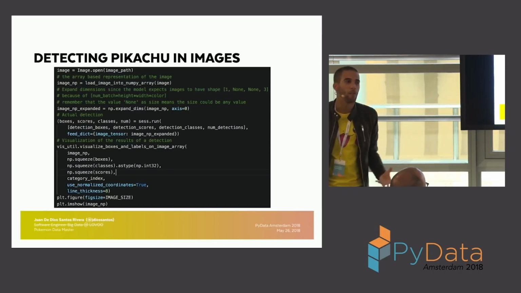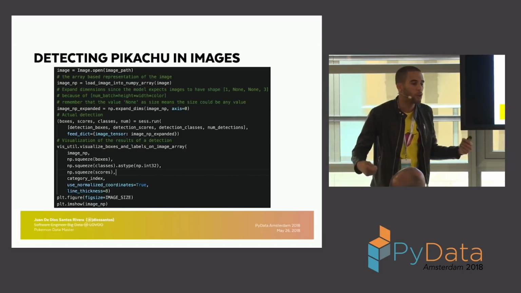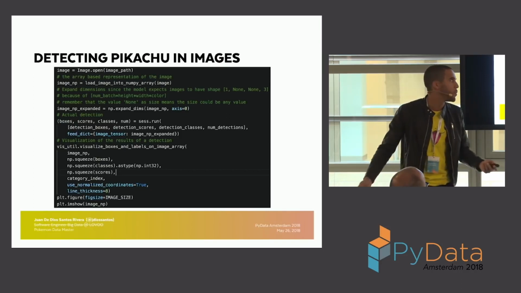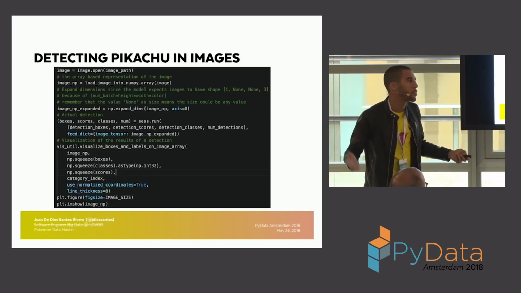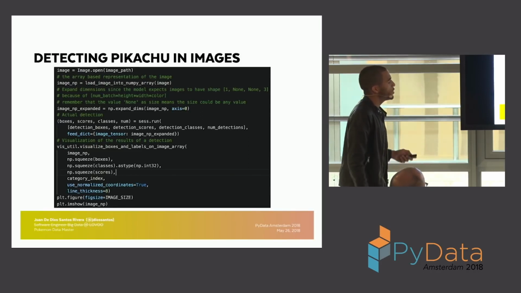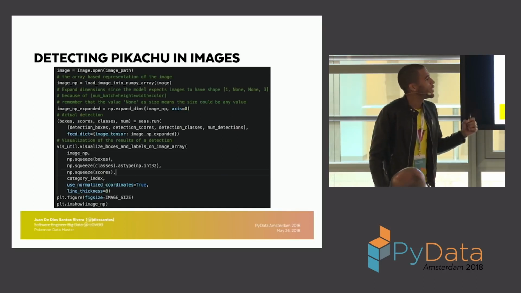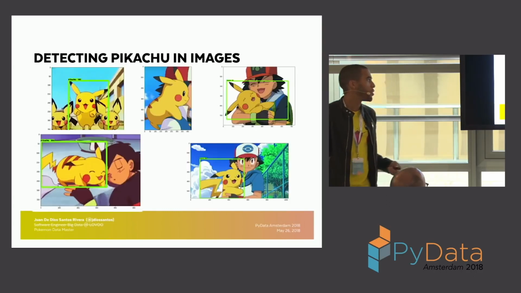What is the coordinate of my detection box? Followed by this, we have the score. What is my confidence score? How sure am I that this is indeed one Pikachu and not one yellow blob? Also the class. What is my class? Is it Pikachu or is it 0, null, nothing? Then we call this function called visualize boxes and label on image array using these parameters. And this is the result.